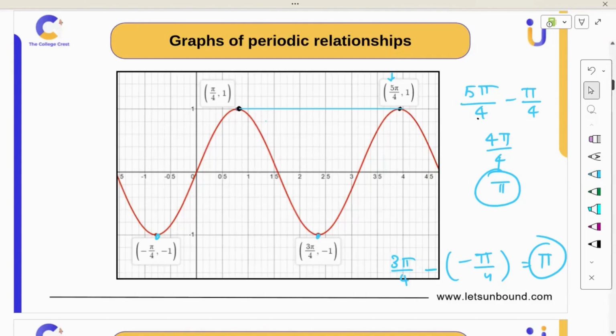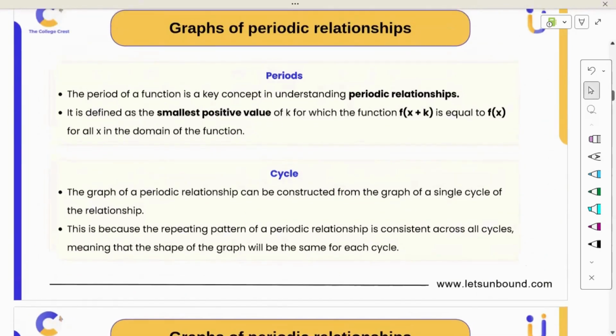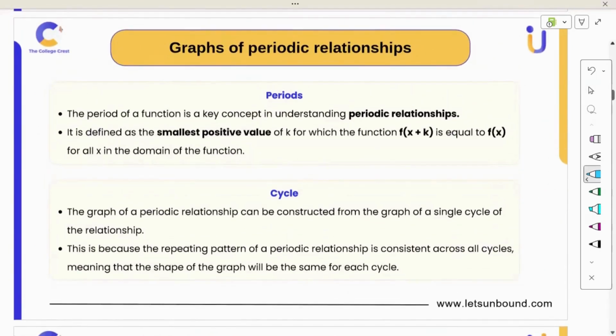So what is a period? We already learned. The period of a function is a key concept in understanding periodic relationships: after how many x values it keeps on repeating. It is defined as the smallest positive value k. For example, in one example we got 4, and after 4 it repeats every 4 gap, following the same structure. So we can define this algebraically: if f of x plus k equals f of x, then it is a periodic function with period k.